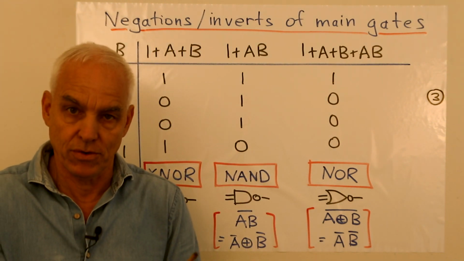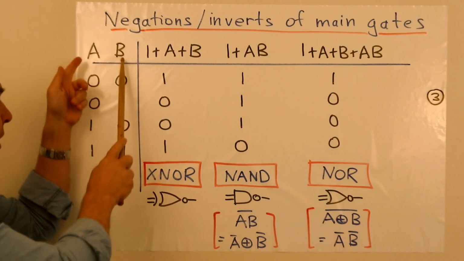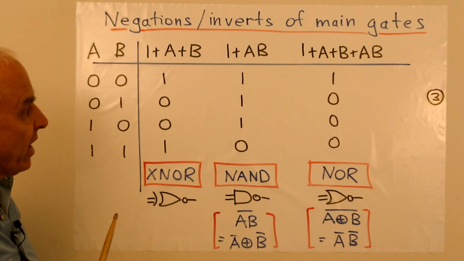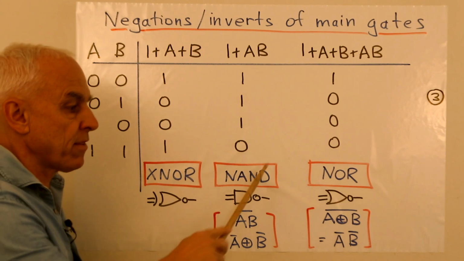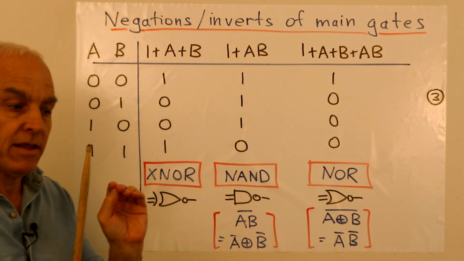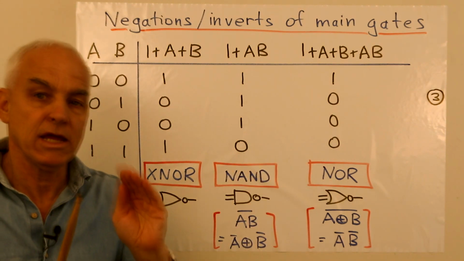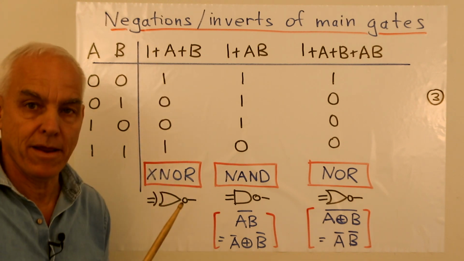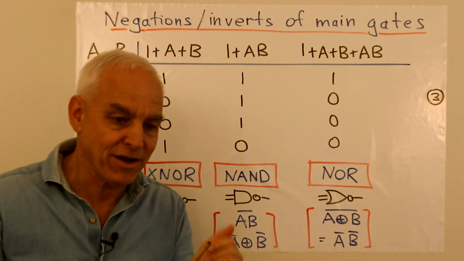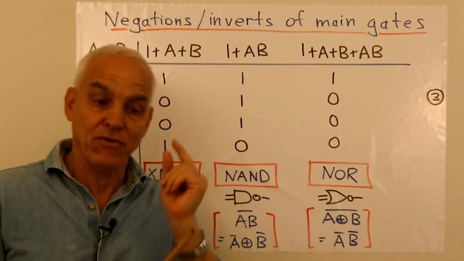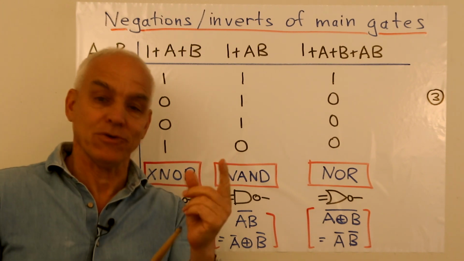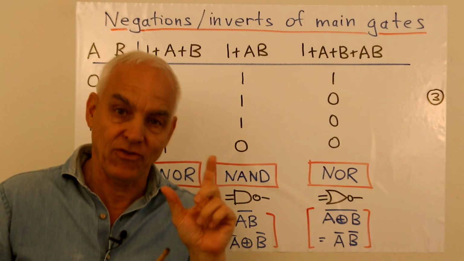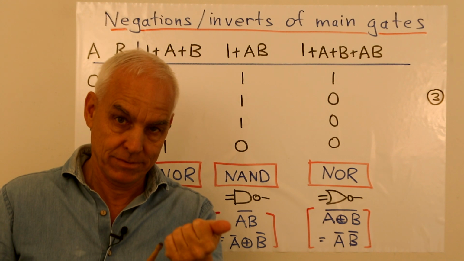Now there are three other important gates, which are the negations or inversions of the ones I've just shown you. Okay, so here are A and B, the various possibilities again, and here we're inverting the three main gates. And in the algebra of Boole, we invert by just adding 1. If you add 1 to 0, you get 1. If you add 1 to 1, you get 0. So adding 1 just flips 0 and 1 around.